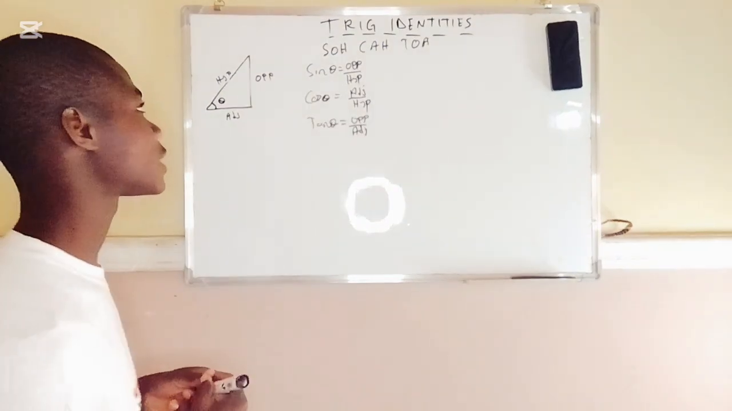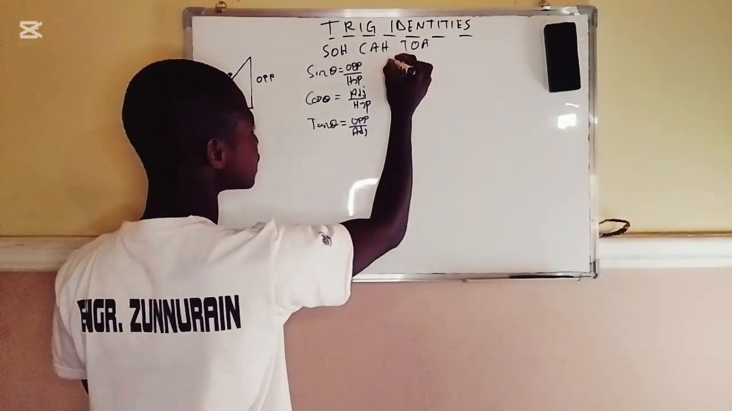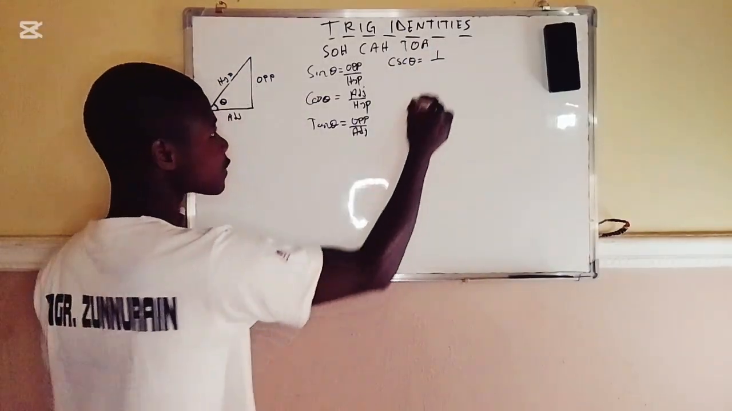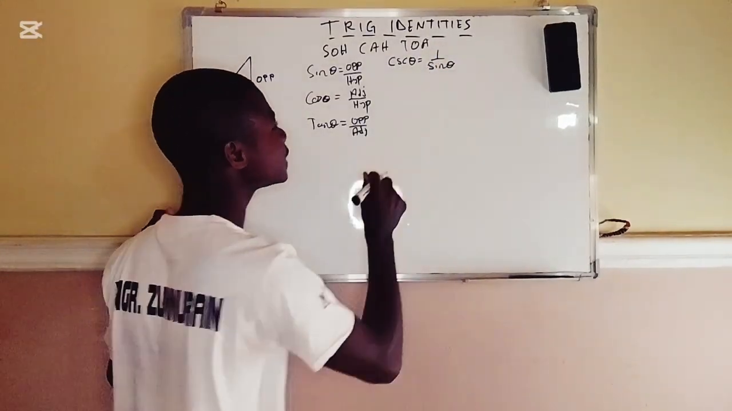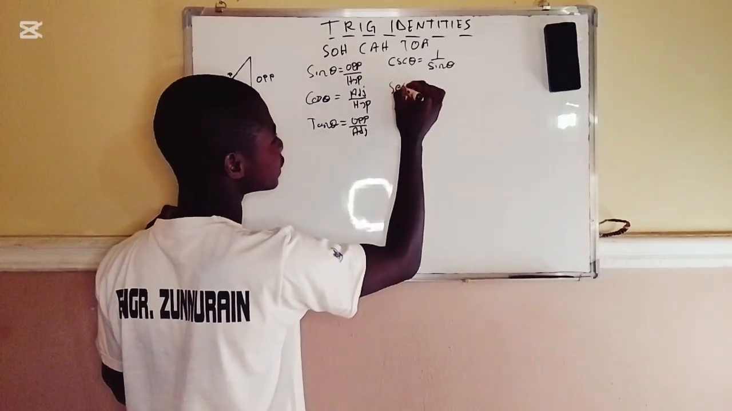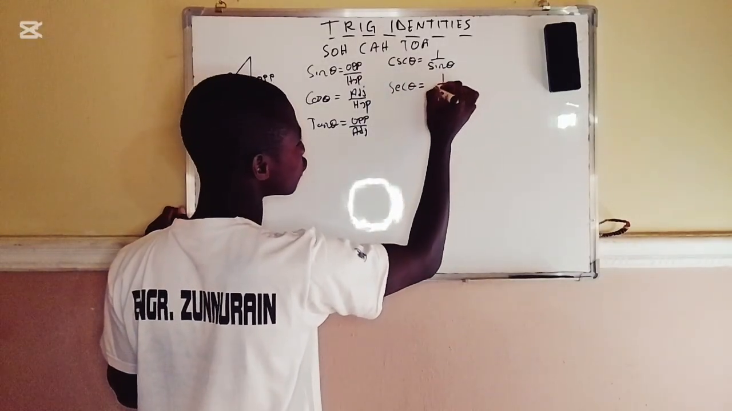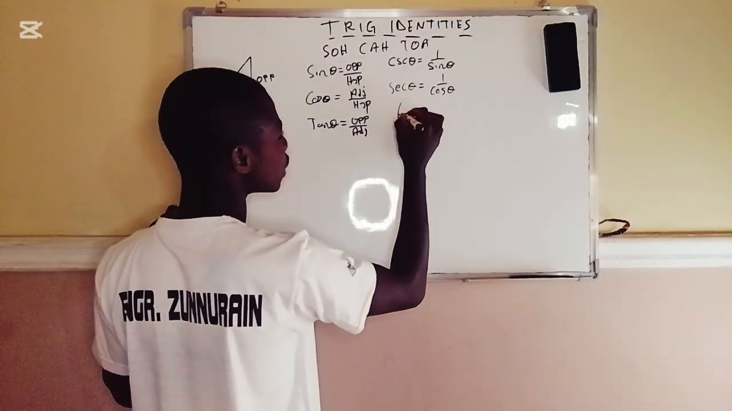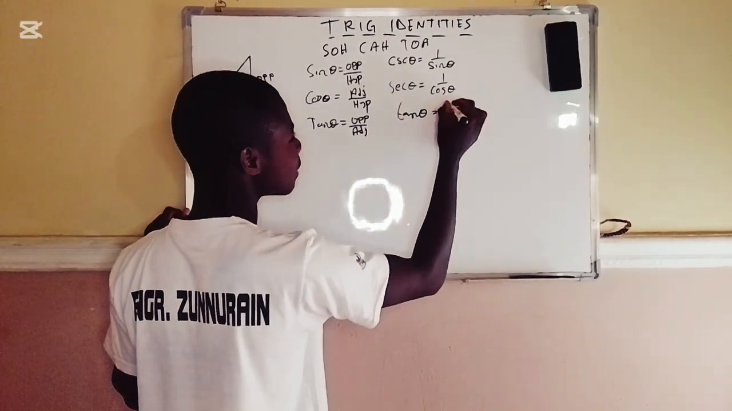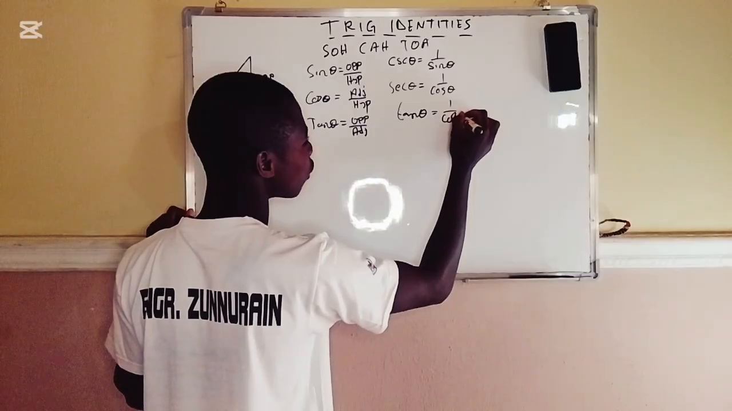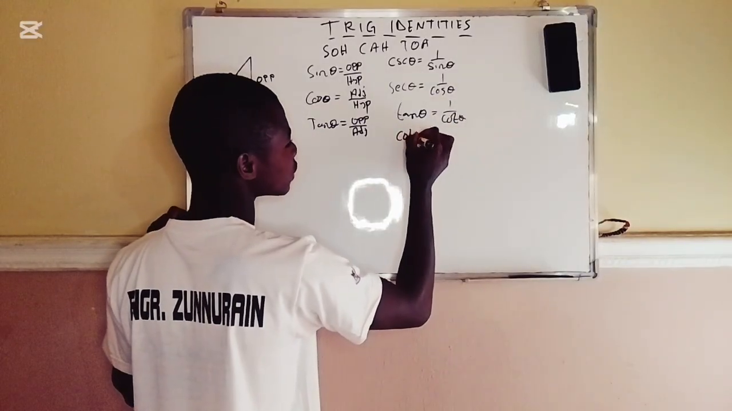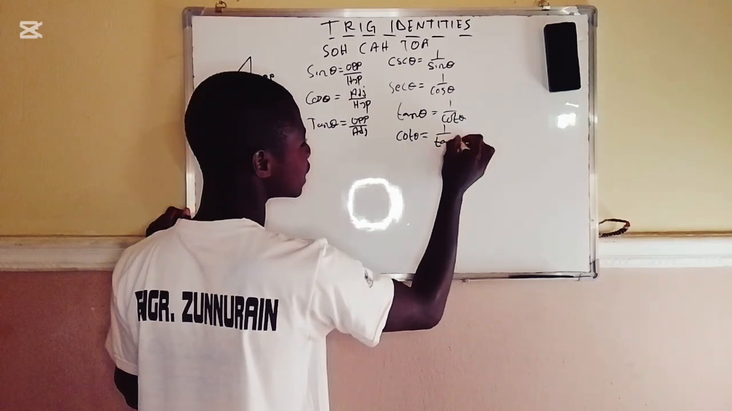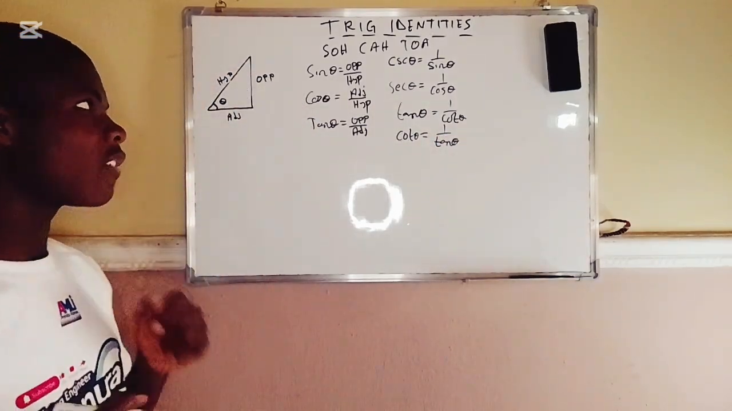And therefore we have the reciprocal identities. The cosecant theta is the inverse of sine, which is 1 over sine theta. Secant theta is the inverse of cos, which is 1 over cos theta. Tan theta is the same thing as 1 over cot theta. And cot theta is the same thing as 1 over tan theta.